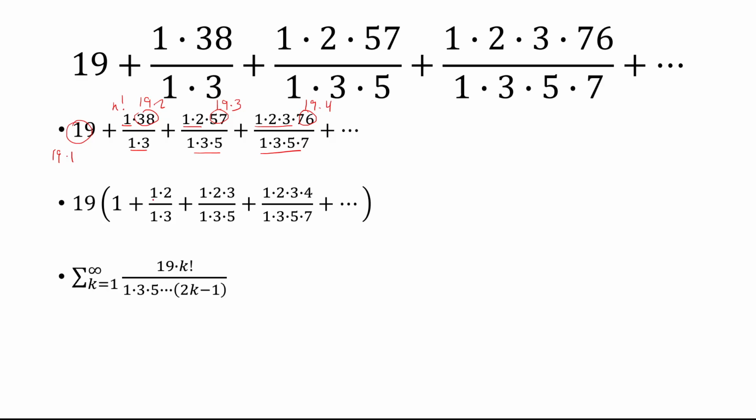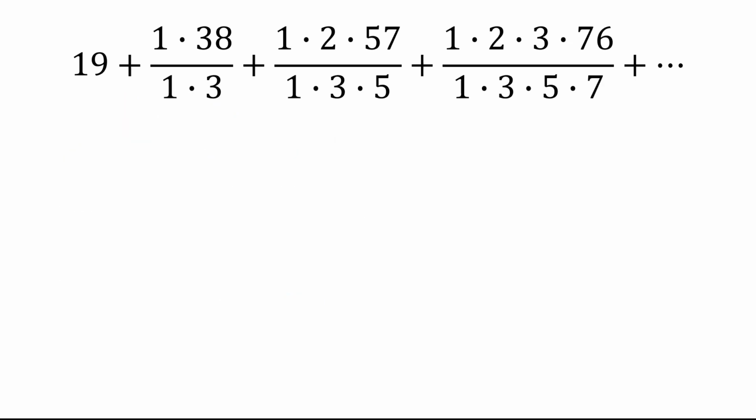So on the top, we said we have k factorial, and on the bottom, another way to write this is 2k minus 1 double factorial. But we're just going to write it like this, 1 times 3 times 5, all the way up to 2k minus 1.